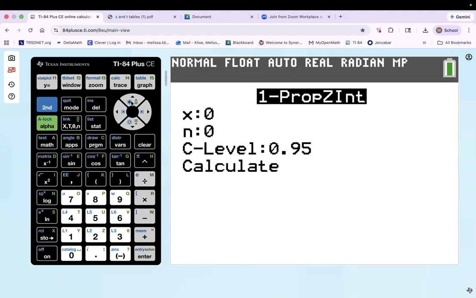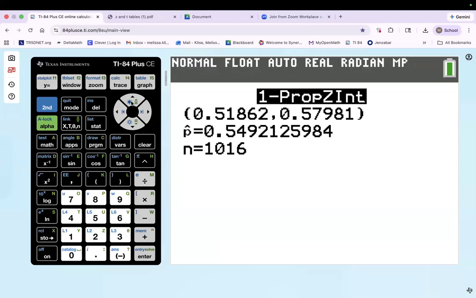Anyway, so our X value is the number of successes. So I'm going to put 558 because 558 people said they considered their income taxes to be fair. Go down to the N. N is 1,016. And our confidence level is 95%. So number of successes, our sample size, and then confidence level. I'm going to hit calculate.